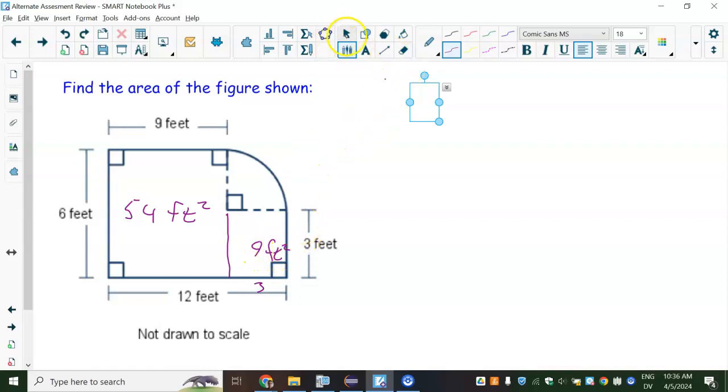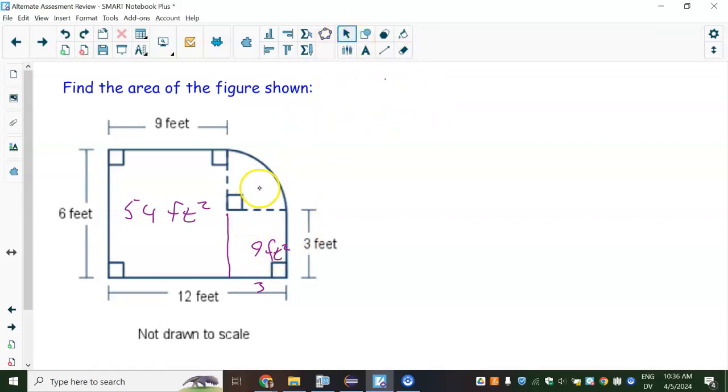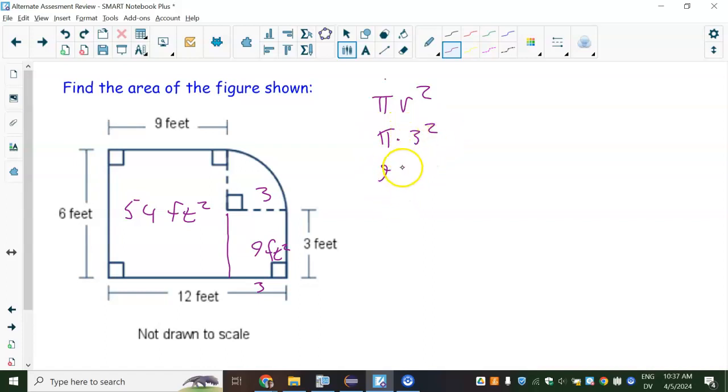And then the final thing would be to figure out the area of the circle, and it's just a quarter circle. So basically the area of a circle is pi radius squared, but then we got to take that divided by 4 times a fourth. So it looks like our radius is going to be 3 by the look of it. So we would do pi times 3 squared. So that's going to be 9 pi. And then divided by 4 because it's a fourth.